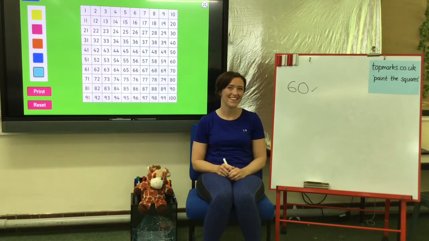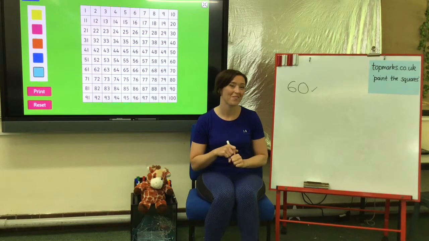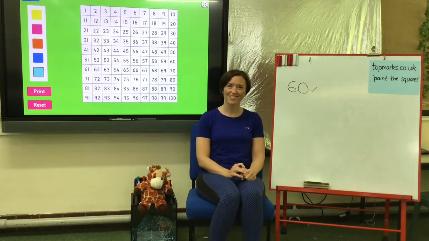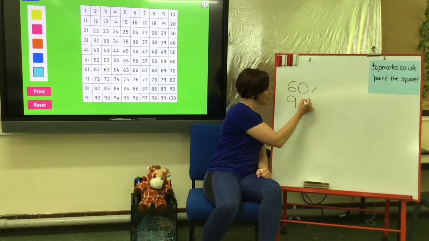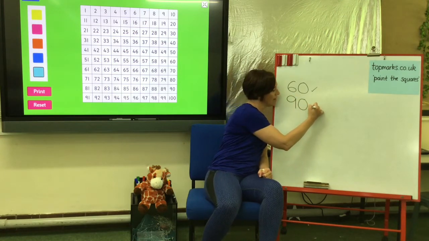Okay, how many? Can you write down where I counted up to? Okay, have you got it? What do you think it was? 90. Well done. Excellent. Okay, so that time I counted to 90.